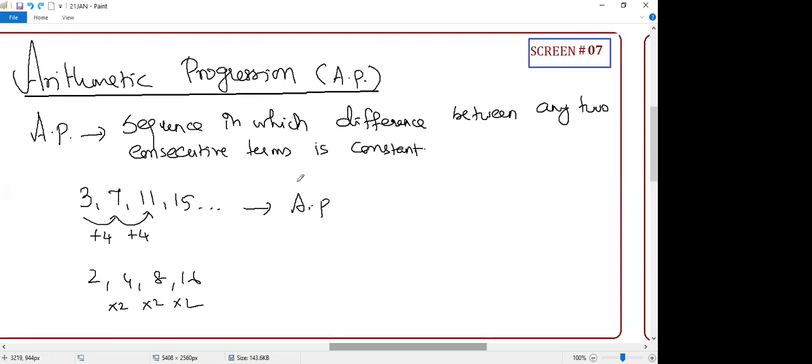Instead of this, you can give another definition for AP: the difference between 7 minus 3 is 4, 11 minus 7 is 4. Similarly for GP, instead of multiplication, you can say the ratio between any two consecutive terms. Ratio means division. 4 by 2 is 2, 8 by 4 is 2, 16 by 8 is 2. Guys, same meaning, different definition. Clear or not?